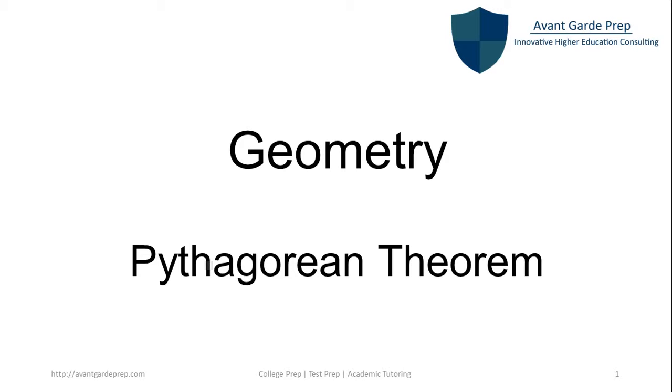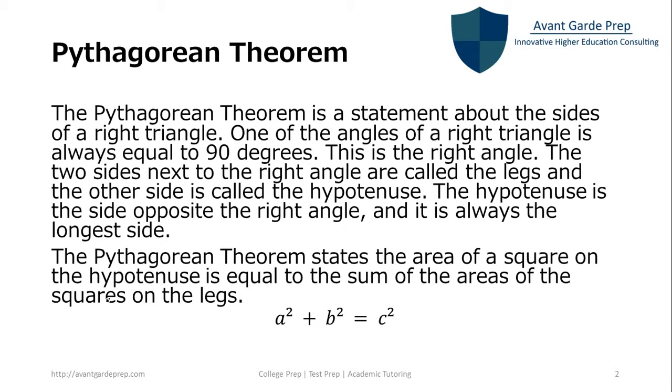This is a great tool to use when dealing with right triangles. The Pythagorean Theorem states, the area of a square on the hypotenuse is equal to the sum of the areas of the squares on the legs. You may have seen the formula a squared plus b squared equals c squared. In this formula, a and b are two legs of a right triangle, while c is the hypotenuse.